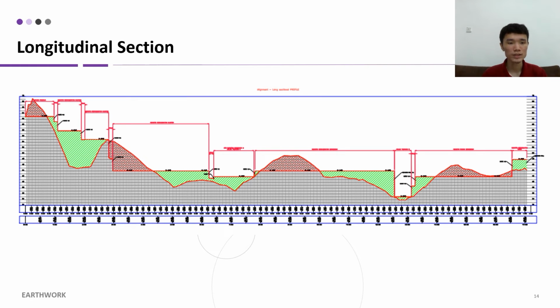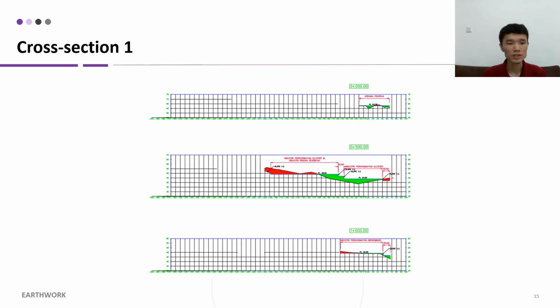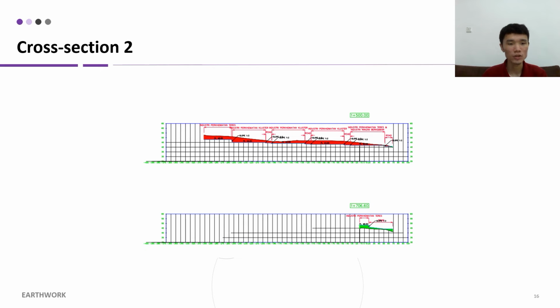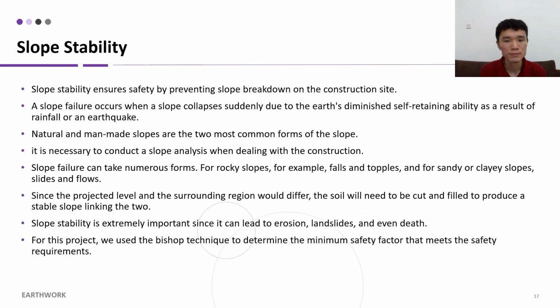This slide shows the view for longitudinal section. This slide shows the view for cross-section 1, and this shows the view for cross-section 2.